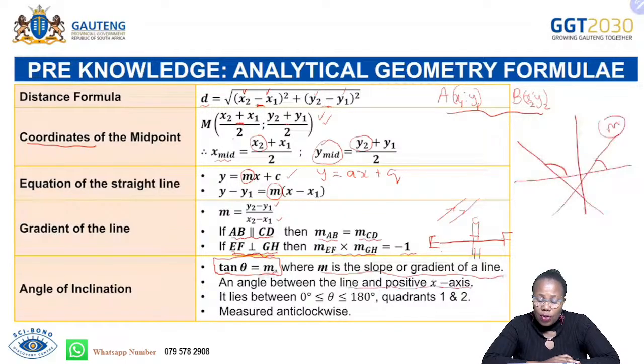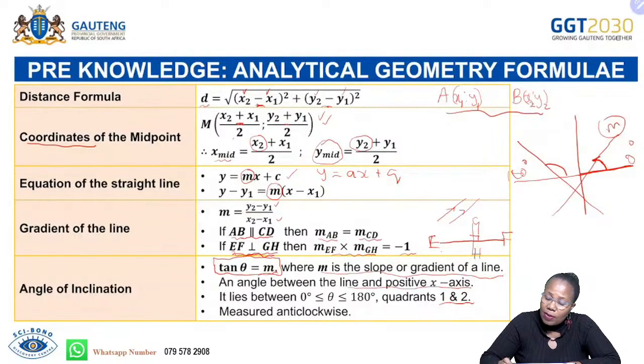It lies only between 0 and 180 degrees. That means quadrants 1 and 2 only. We do not calculate inclination in quadrants 3 and 4, grade 12. The minute you see inclination, we only work in quadrants 1 and 2. And then it is measured anti-clockwise, starting from this side and going in that direction. That is the measure of the inclination angle.